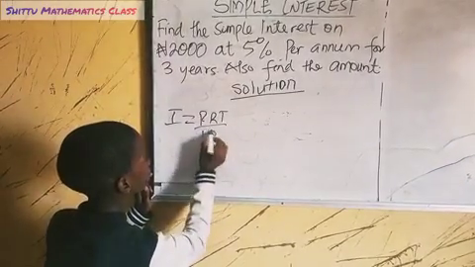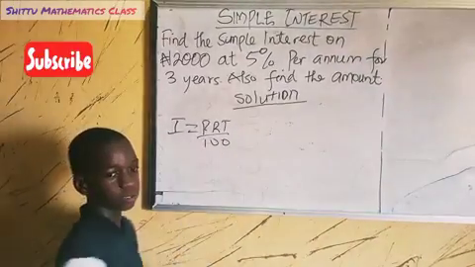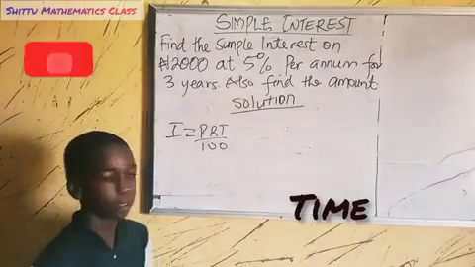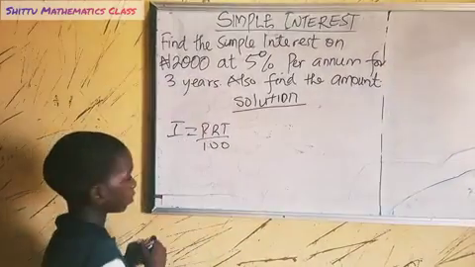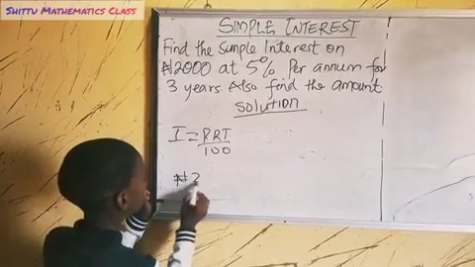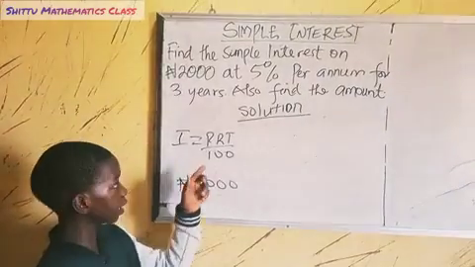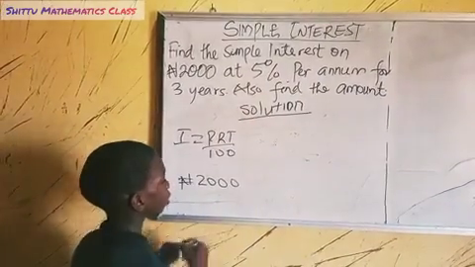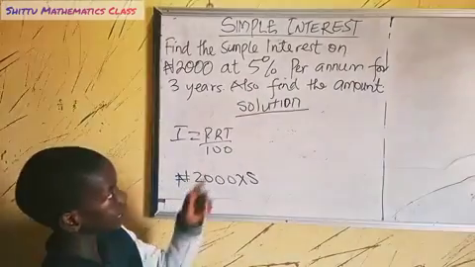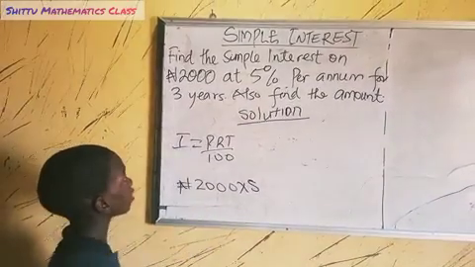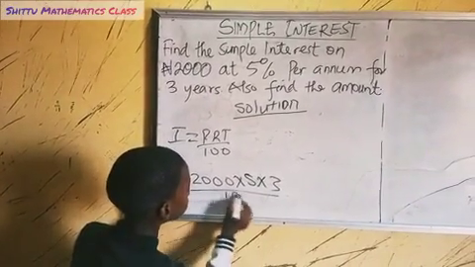PRT over 100. So this P here stands for principal, this R stands for rate, and this T stands for time. So according to the question, our principal is 2,000 naira. So you write down the 2,000 naira. According to the question again, our rate is 5%. So you write down the 5. According to the question again, our time is 3 years. So multiply by 3 over 100.